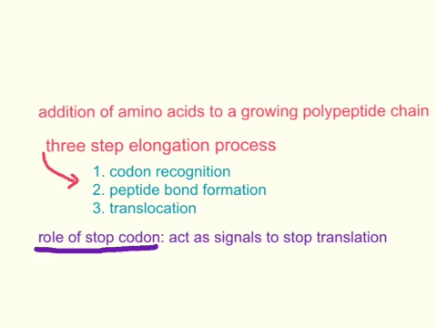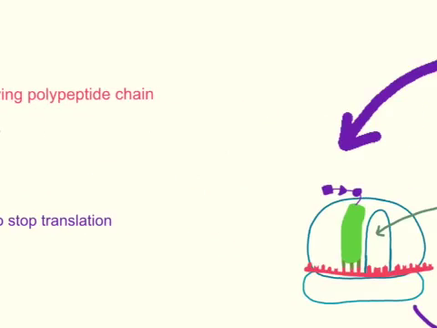In this slide, we're going to talk about how amino acids are added to a growing polypeptide chain. There's a 3-step elongation process that occurs. The first step is codon recognition, the second step is peptide bond formation, and the third step is translocation. Then to stop the addition of amino acids to the peptide chain, we introduce the stop codon, which acts as a signal to stop translation instead of encoding for more amino acids.